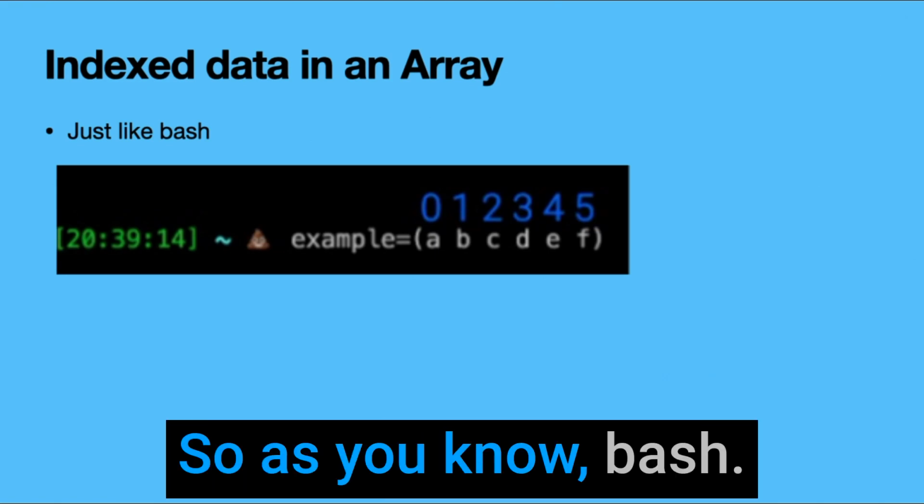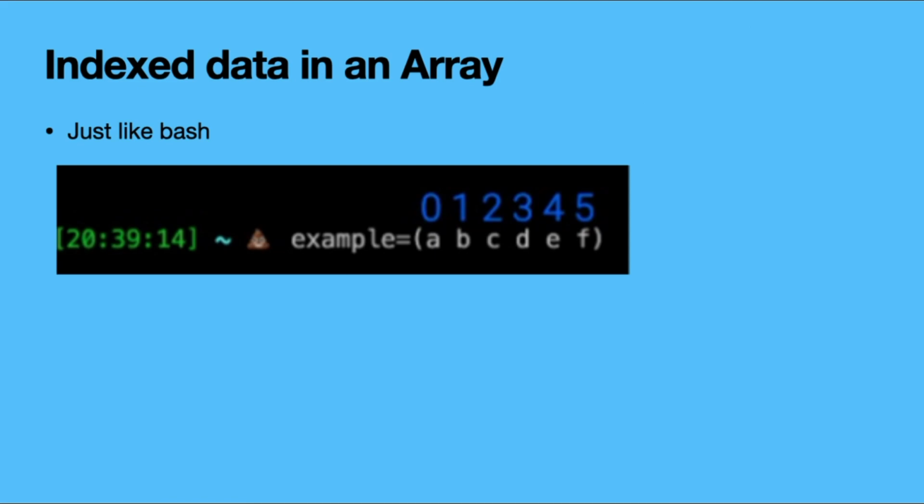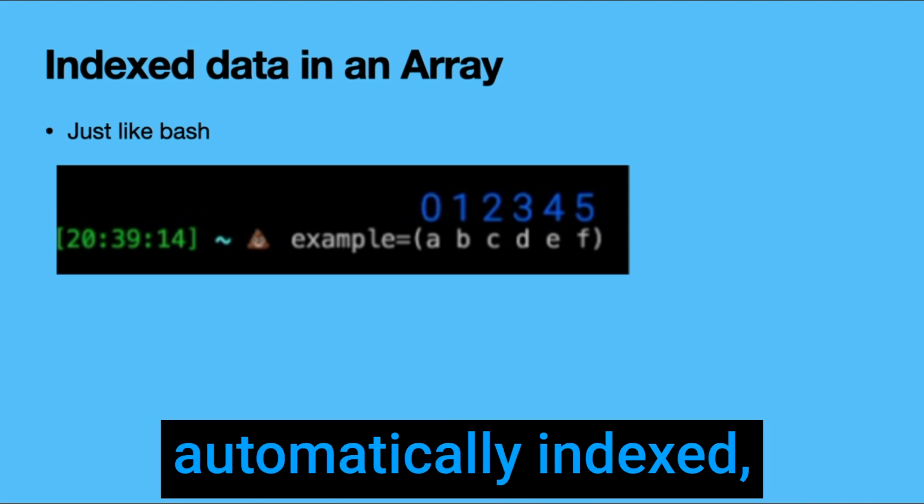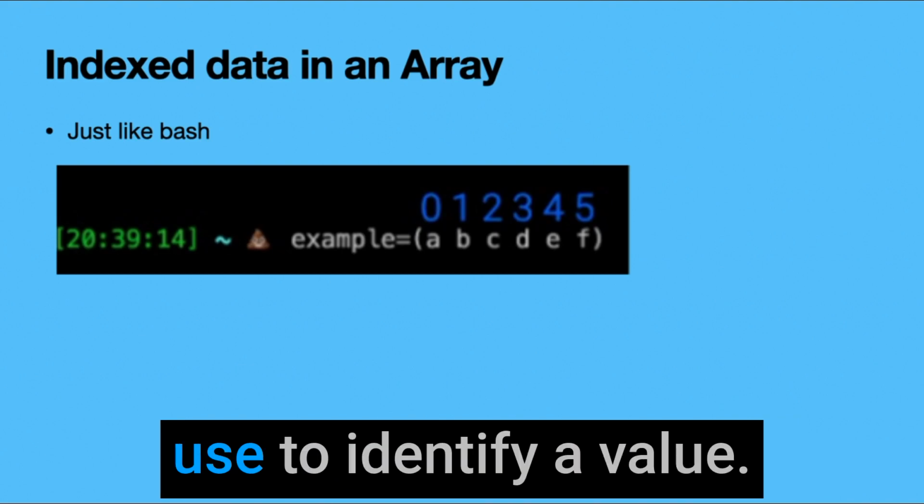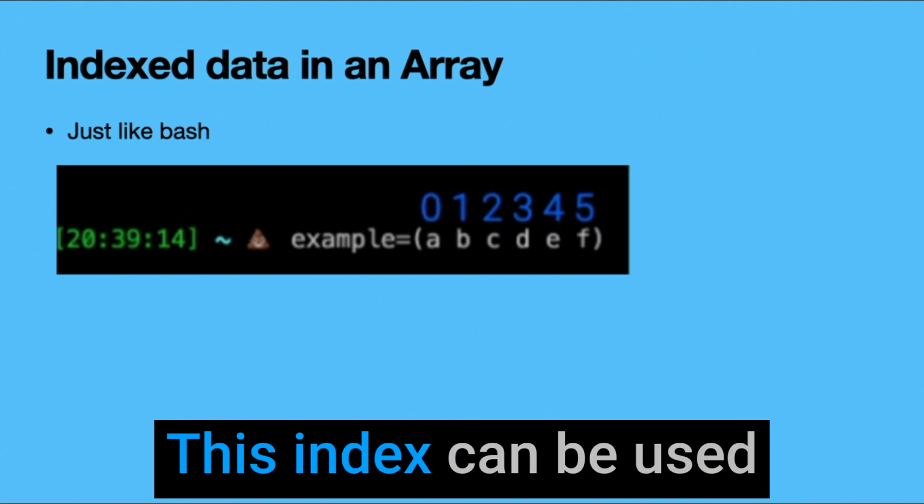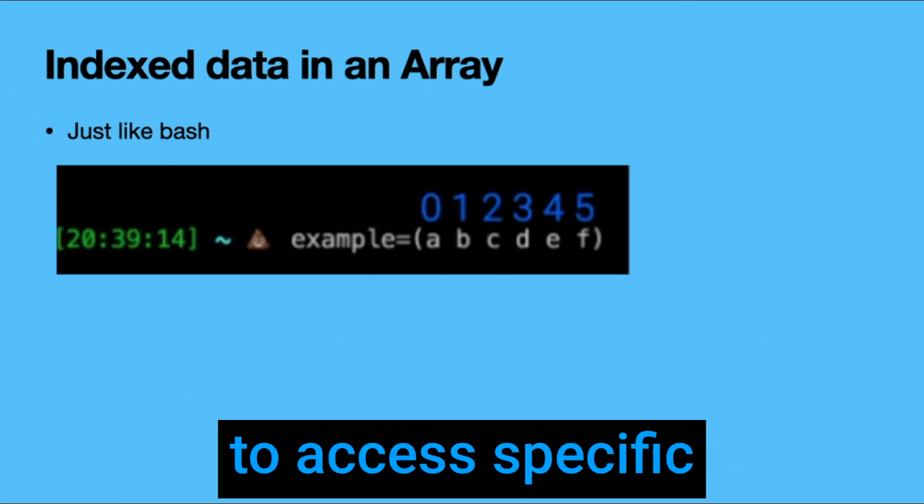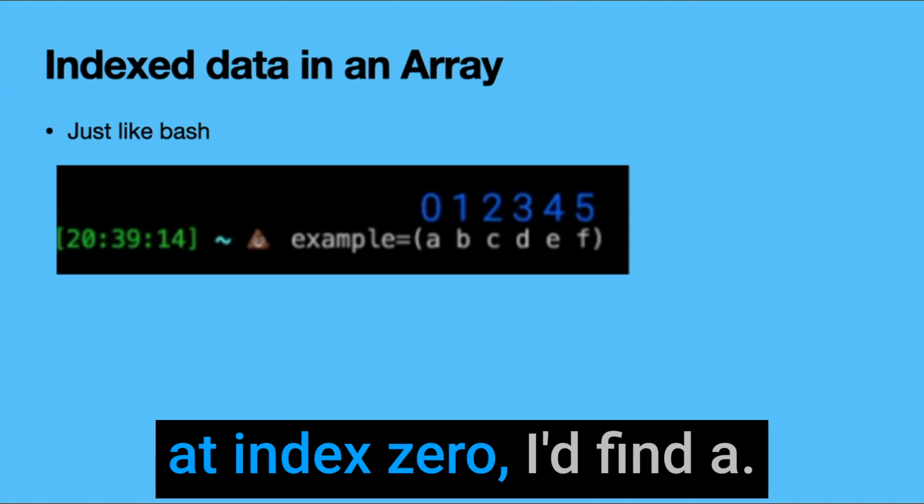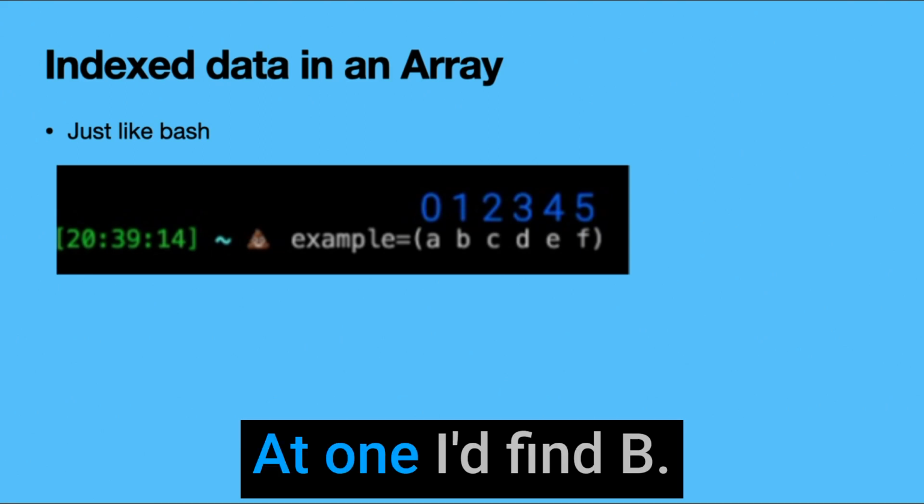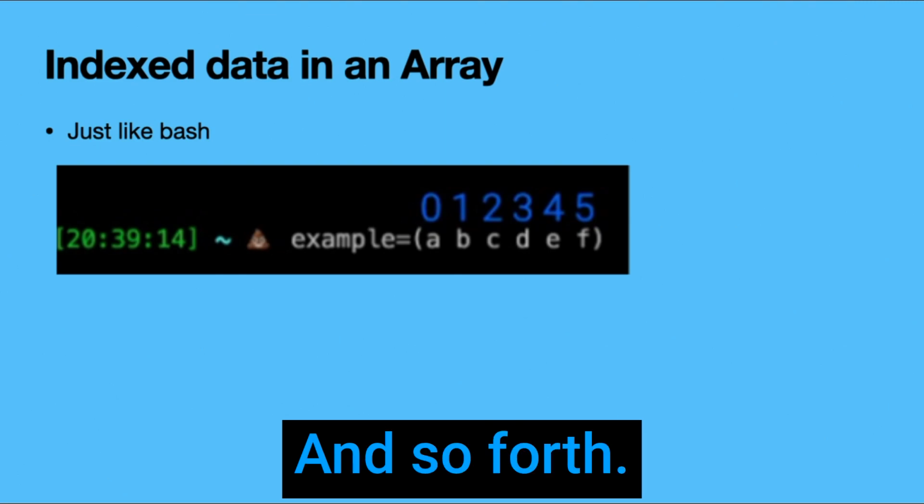Okay, so as you know, Bash, pictured above, and JavaScript arrays are automatically indexed, meaning each item in the array has a positional reference that you can use to identify a value. This index can be used to access specific items in the array. For example, in the Bash code above, if I looked at index 0, I'd find A. At 1, I'd find B, and so forth.